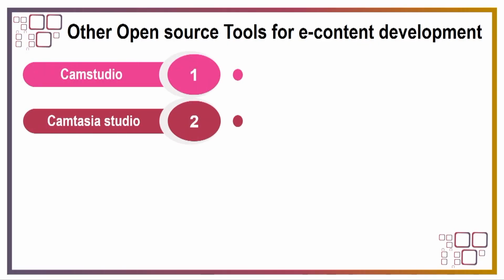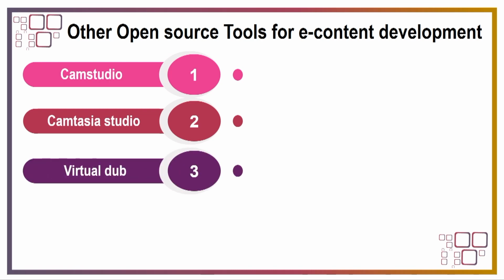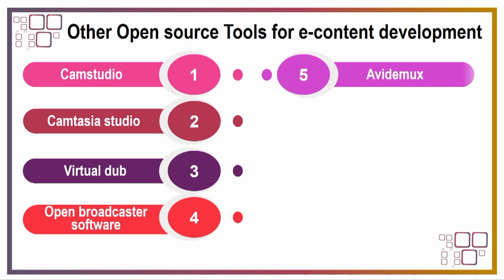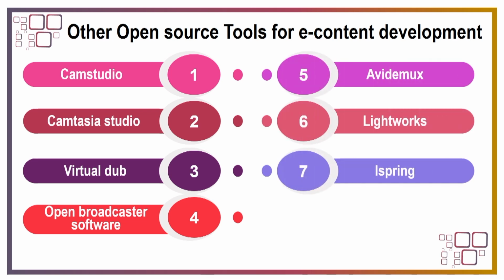I have listed here the other open source tools for e-content development, which include CamStudio and Camtasia Studio. CamStudio and Camtasia Studio are required for screen recording. If you turn on CamStudio or Camtasia Studio and do something on your desktop, everything will be screen recorded, and finally it will be given as a WAV file or AVI file. Then you can use it as e-content. VirtualDub is also one software. Open Broadcaster Software, Avidemux, Lightworks, iSpring, OpenShot.